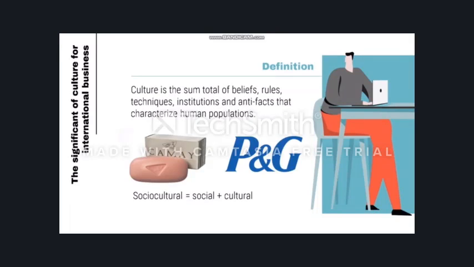Before we jump into the first part, we have to understand the definition. What is culture and what is socio-cultural? Culture is the sum total of beliefs, rules, techniques, institutions, and artifacts that characterize a human population. And socio-cultural is the association of cultural and social.